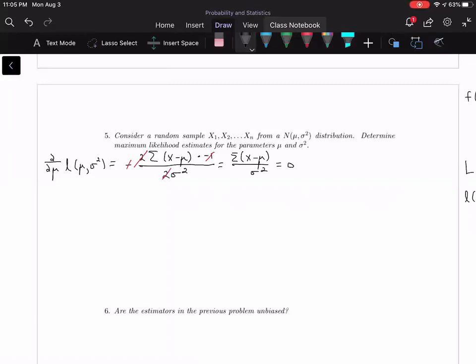Intuitively, the only way that ratio is going to be 0 is if the top is 0. So this implies we want to know, when is the sum of x minus mu 0? The sum of x minus mu is the sum of x minus the sum of mu's. The sum of x is n x bar, and mu is constant, so you're adding mu over and over again. We don't know its value, but we know it has some fixed value. And so this is n times mu, which means that our estimator, mu hat, is x bar.